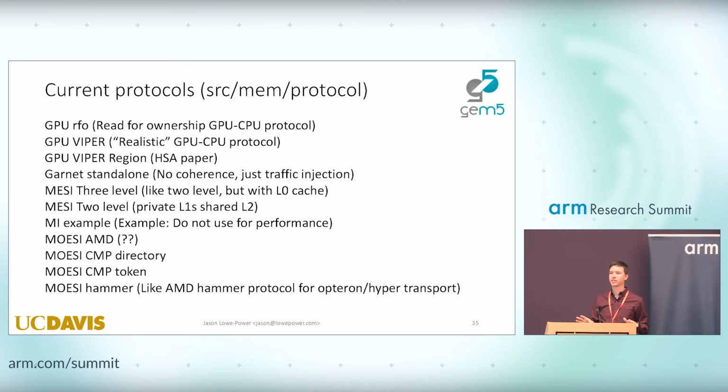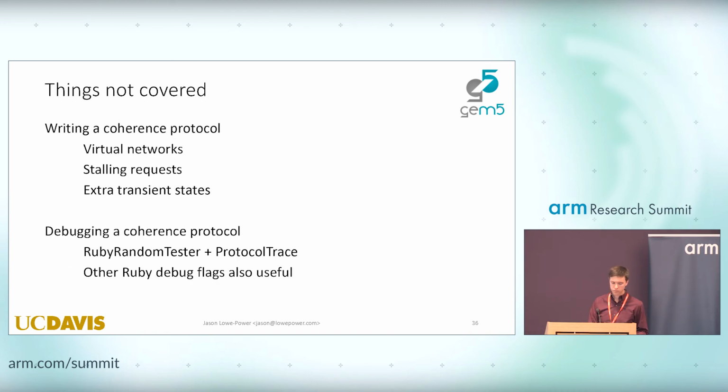Don't ever use MI_example. That's the default protocol. Most of the times you compile gem5, you're compiling MI_example, but don't use it. It's a terrible protocol. It's just there for an example. There are a few other older protocols based on older AMD chips. And then very soon, there will be an MSI protocol directly from that coherence book.